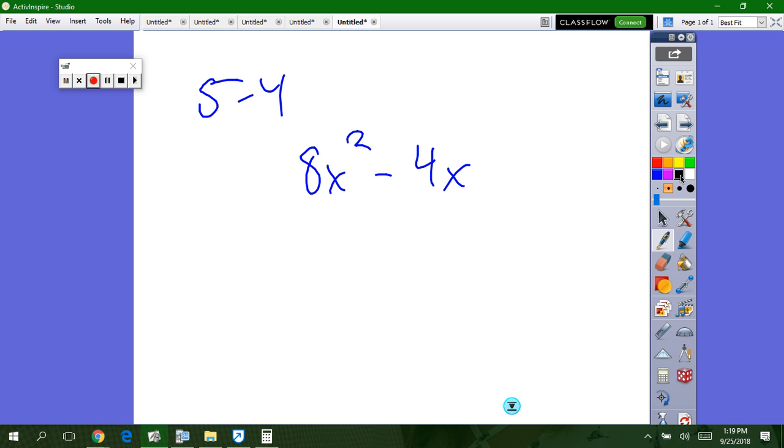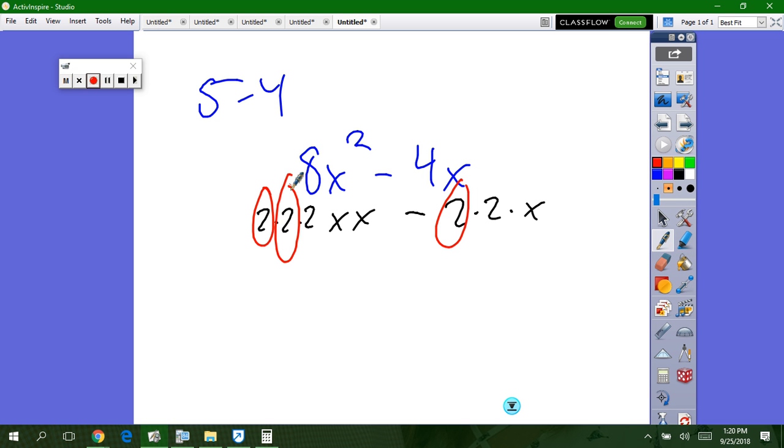What is 8? Isn't 8 the same thing as 2 times 2 times 2? And then this is x times x. That's called prime factoring, meaning I put everything down into a prime number, right? What's 4? A prime number is nothing you can break down anymore. Okay? So notice that's exactly what I have. So what do they have in common? They have a 2, another 2, and an x. So what they have in common is 4x.